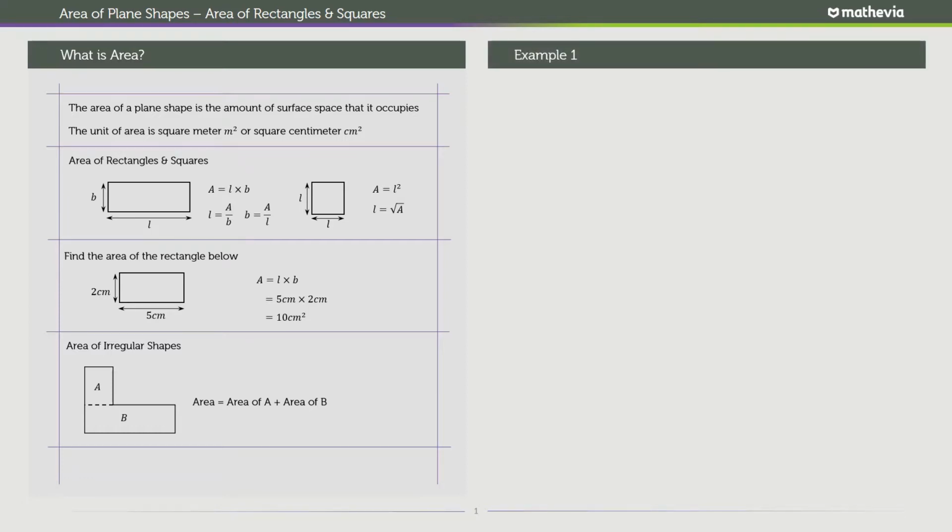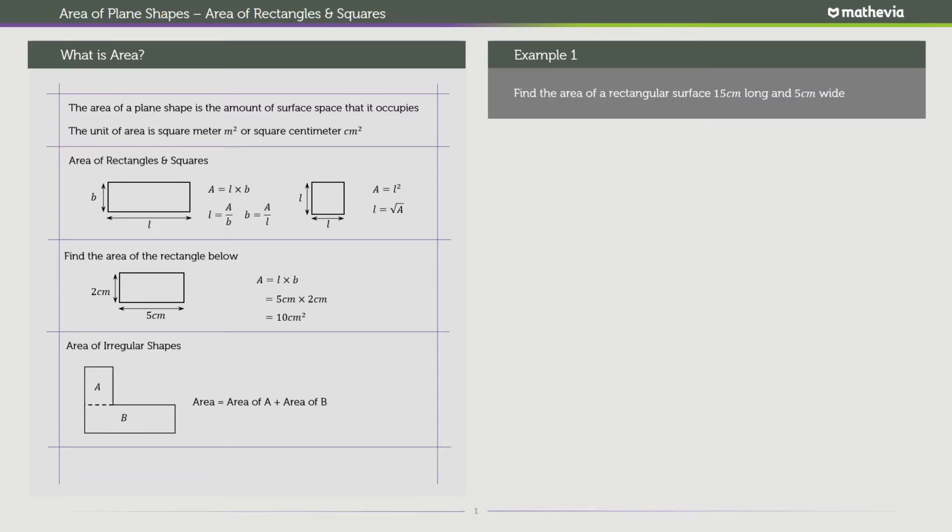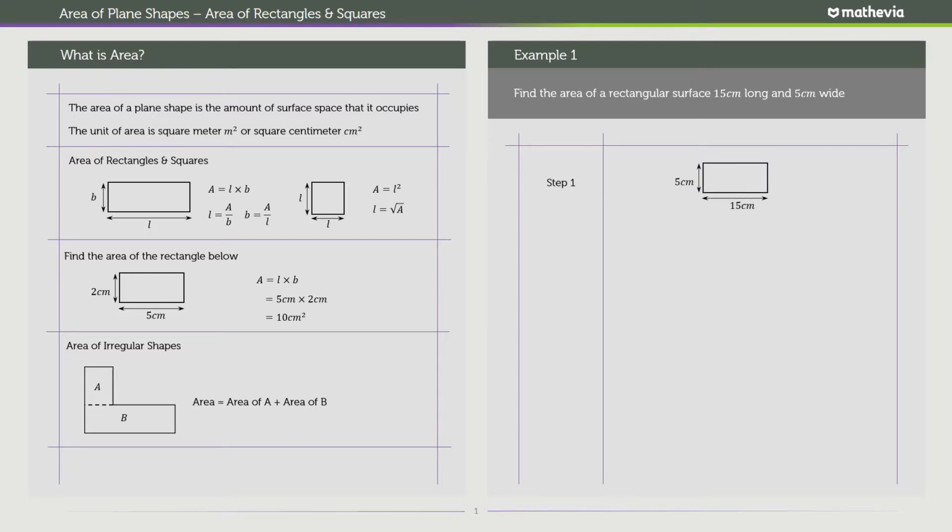Let's do some examples. Example 1. Find the area of a rectangular surface 15 centimeters long and 5 centimeters wide. So we have a rectangle. It's 15 centimeters long and 5 centimeters wide. Length is 15 centimeters, breadth is 5 centimeters.